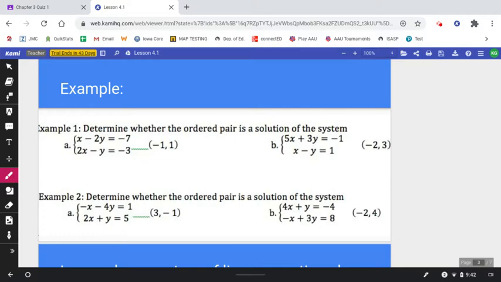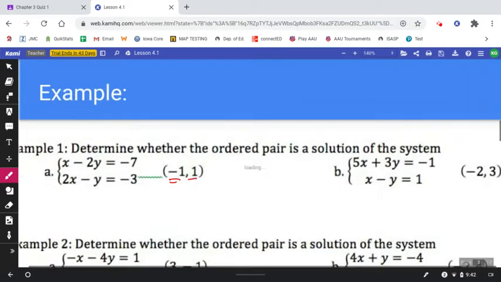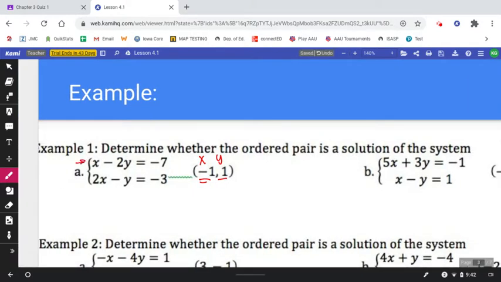So for letter A right here, I have the ordered pair -1, 1. So -1 is my x, +1 is my y. And I have to check it in both equation number 1 and equation number 2. So using substitution, the top equation will become -1 minus 2 times 1, and I have to check if that's equal to -7. The bottom equation would be 2 parentheses -1 minus 1, and I have to check if that's equal to -3. It has to be true for both, otherwise it's a no.